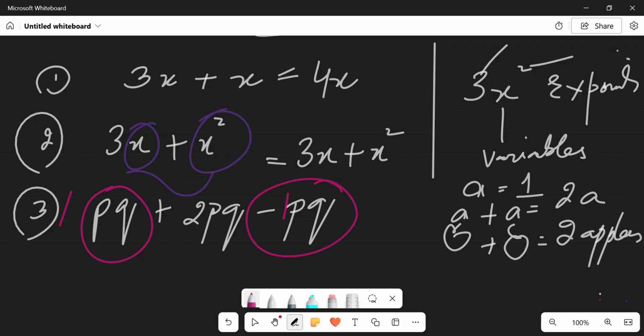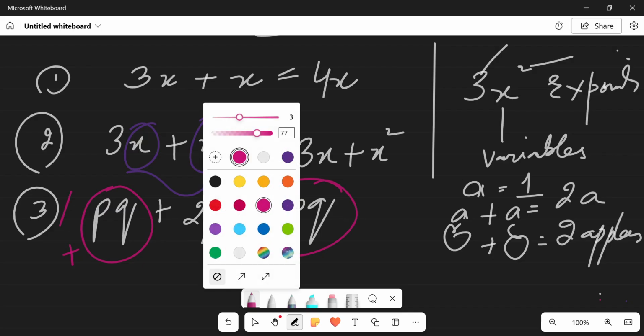See, here is PQ in positive, plus is here, and PQ here is negative sign. So first the negative sign will come and then the variable, the term comes here, right? So the minus is the sign of the PQ. So here, what we need to do? We cannot write down 0. So what are we supposed to do?